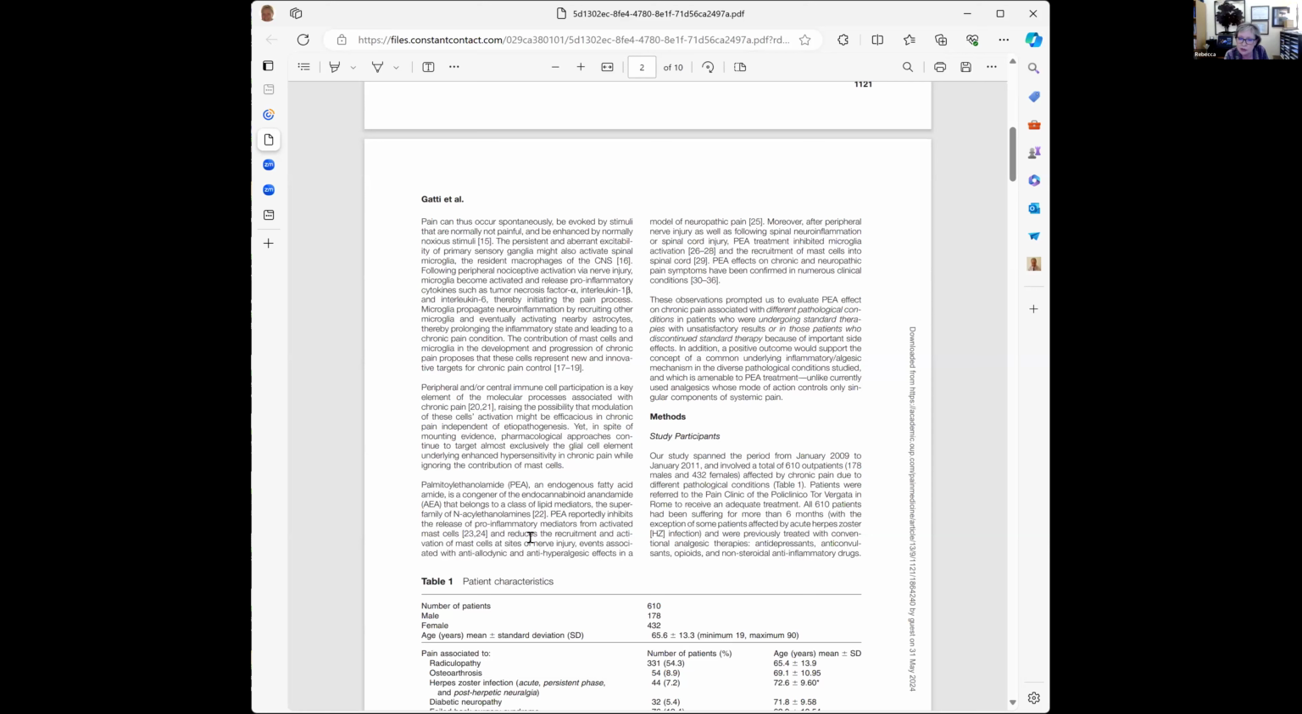Unlike currently used analgesics whose mode of action controls only singular components of systemic pain. Do you see how huge this is? This is remarkable, and I can't believe I'm just learning about it. I'm blown away. So I just sent my guy who had been bitten by a bat several years ago, on his third rabies shot, he ended up with inflammatory polyneuropathy. Let me just, if I can get this.